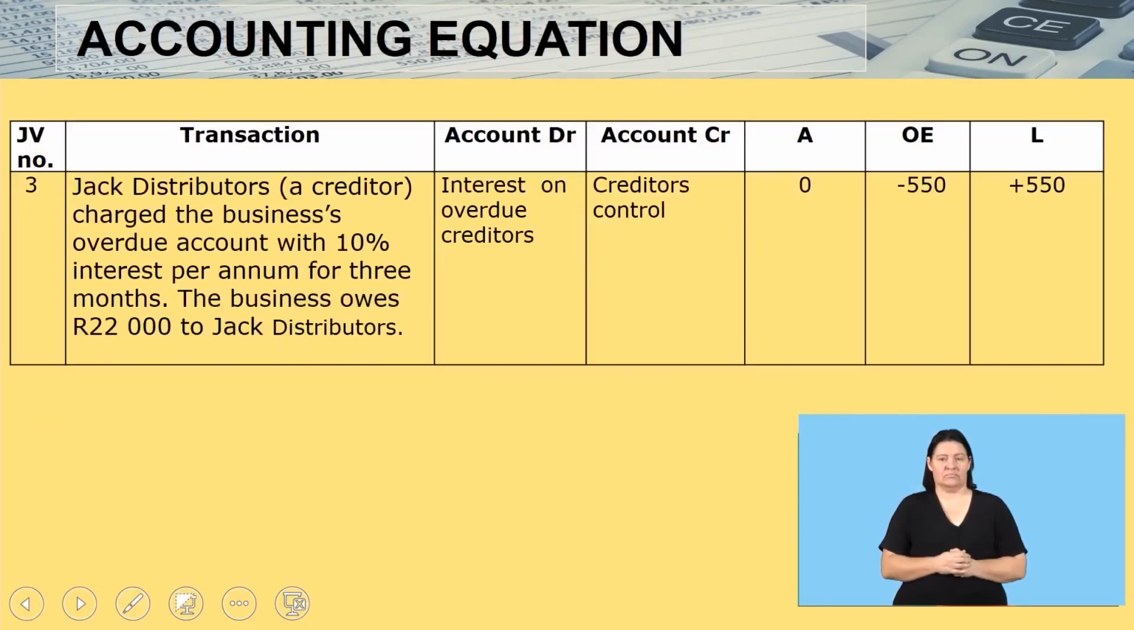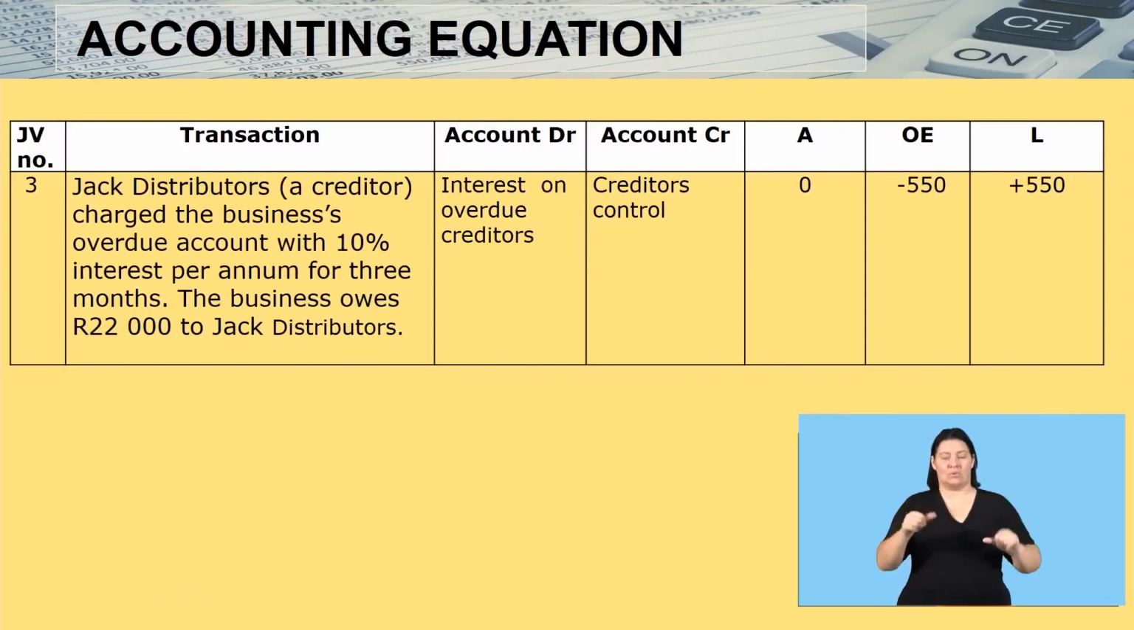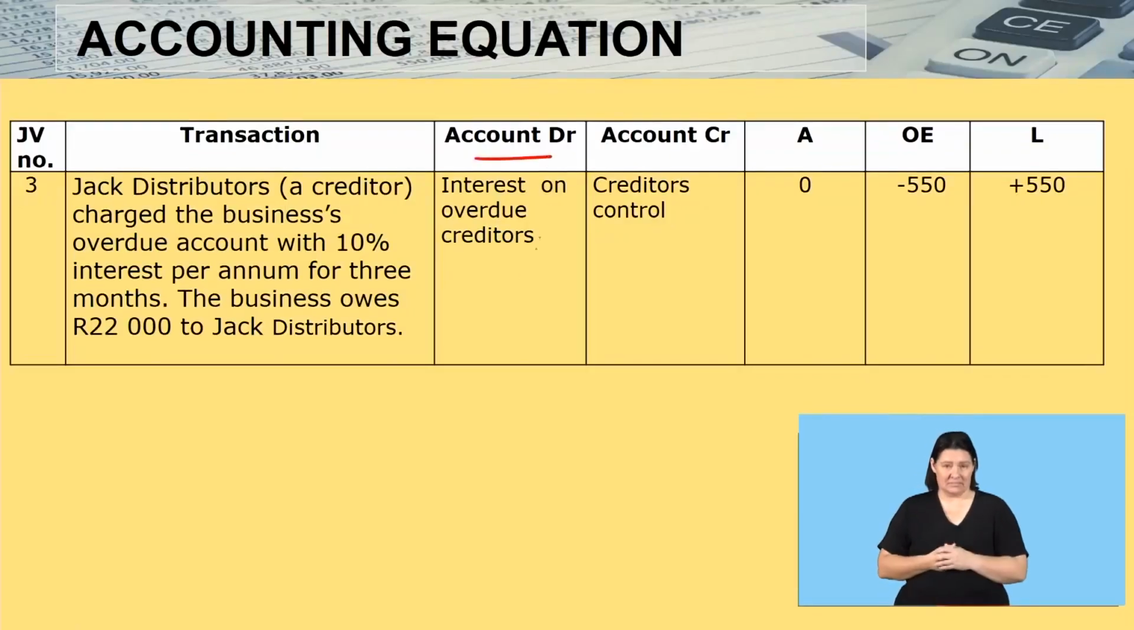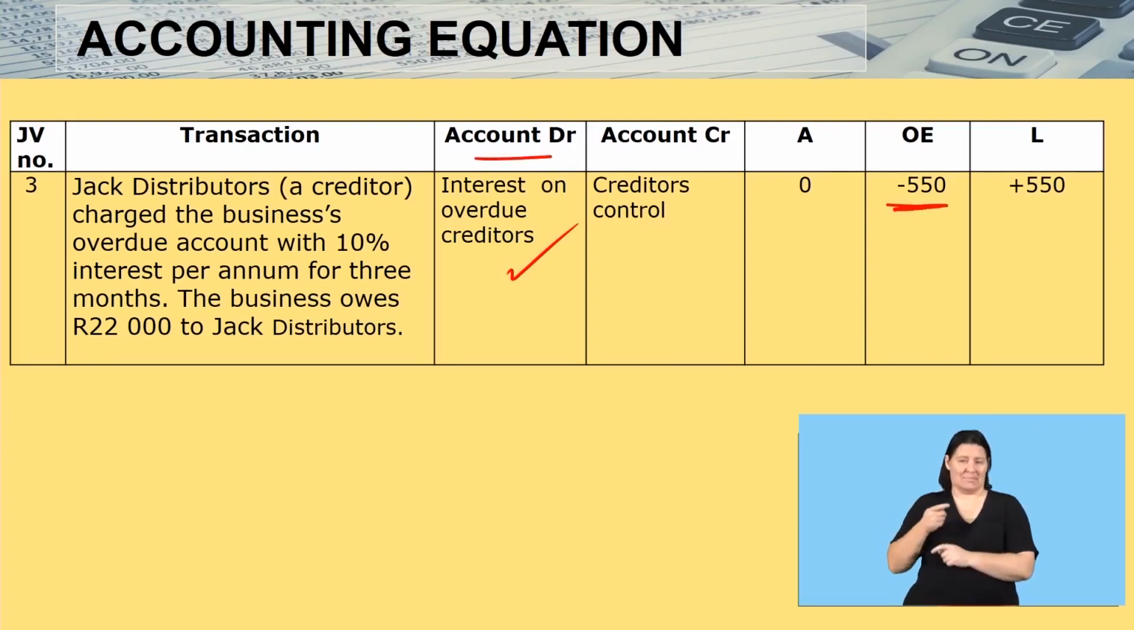Dear learners, we are now going to do the accounting equation. We have a creditor which is charged as interest. Remember, the interest is interest expense, therefore you're going to debit it. So I have debited interest on overdue creditors. And once we have debited interest on overdue creditors, which is an expense, it affects our owner's equity. Hence you see minus 550 on owner's equity.